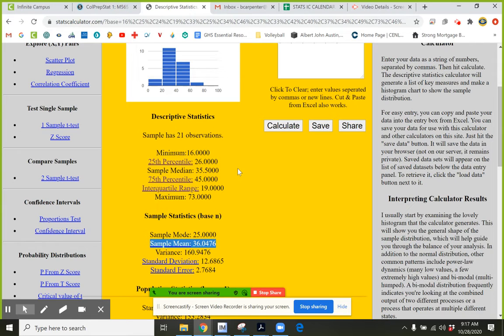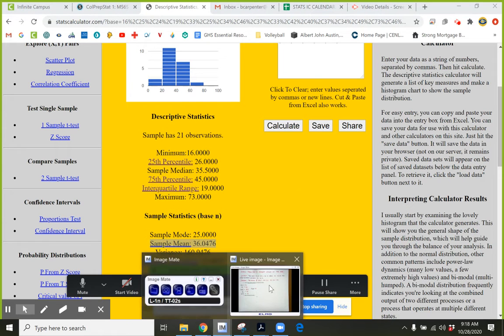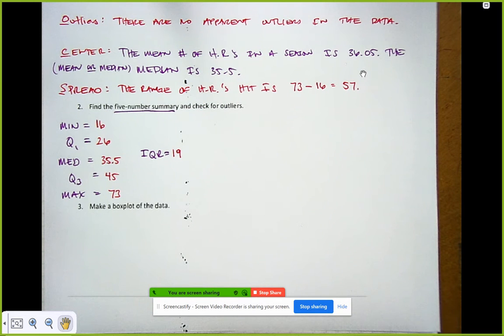So if you again go back to your descriptive statistics, you can just fill out your numbers. So the minimum value is 16. Quartile 1 is 26. The median is 35.5. Quartile 3 is 45. The maximum is 73. And there's this other piece of data I want to write down, which is the IQR, because we're going to need that when we check for outliers. They give it to us. You can see it's right there. It's equal to 19. Okay? And so finding those numbers is not hard, assuming you can enter data into the website. All of this stuff is given.